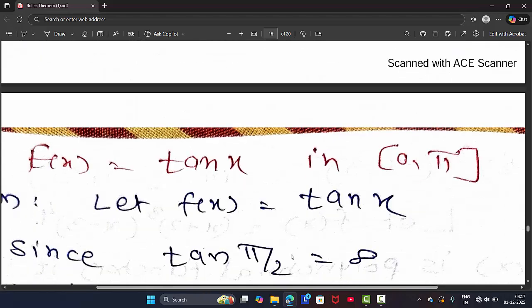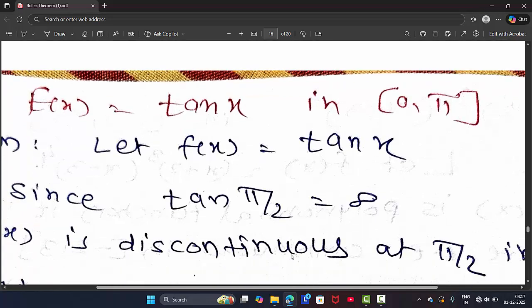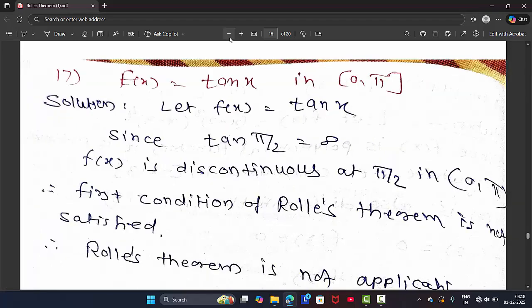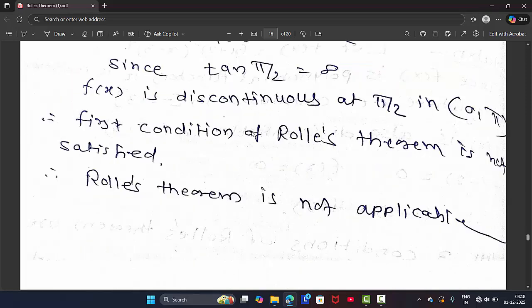Next problem. f x equal to tan x in closed interval 0, pi. Since tan of pi by 2 is infinity, f x is discontinuous at pi by 2. Since tan of pi by 2 equal to infinity, f x is discontinuous at pi by 2, and hence the first condition of Rolle's theorem is not satisfied. Hence Rolle's theorem is not applicable here.